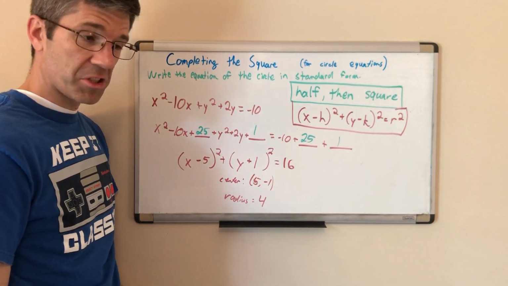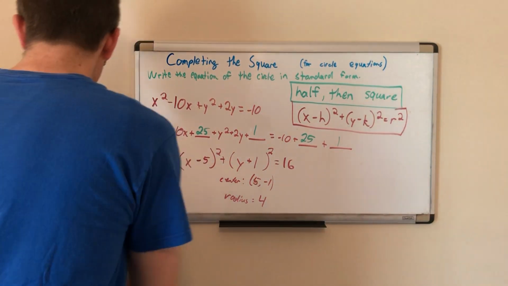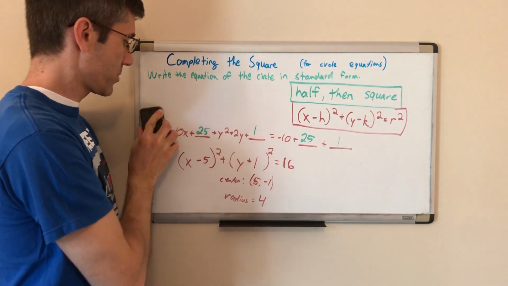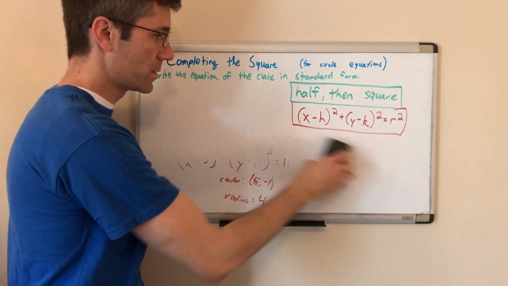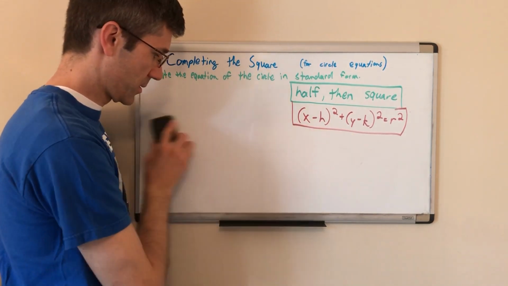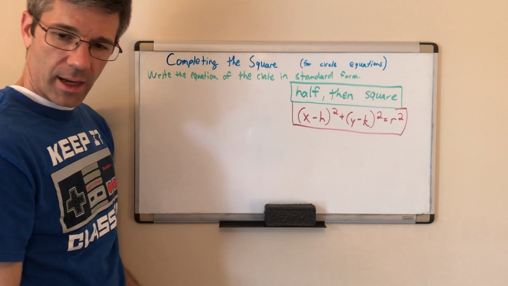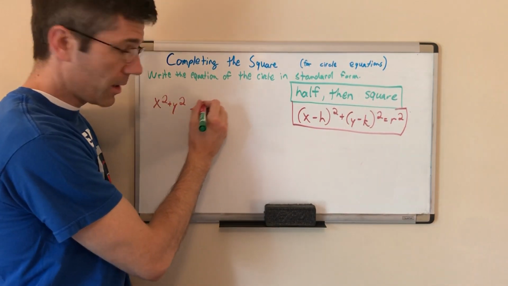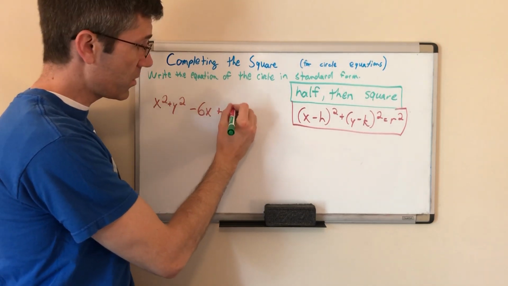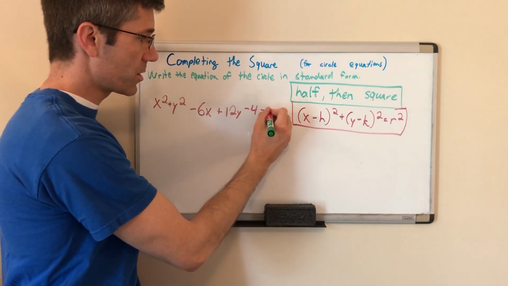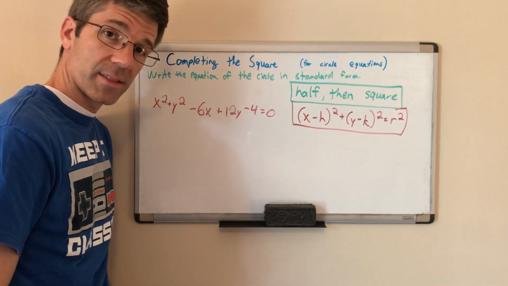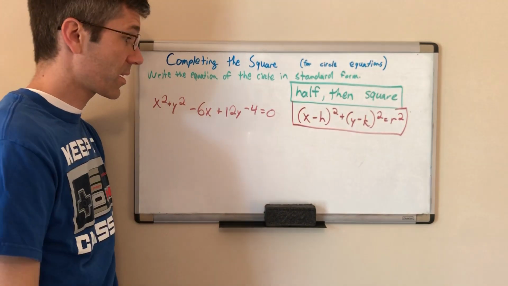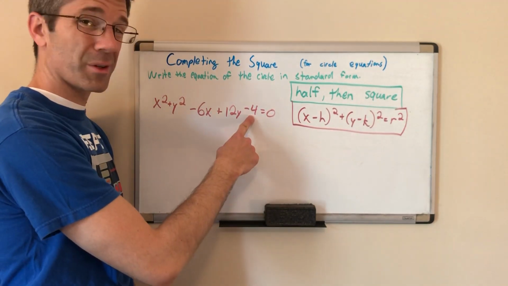The next one is still not that bad. It just takes a little rearranging at first. So I'm going to erase. I'm erasing too much. Feel free to pause the video. And I have x squared plus y squared minus 6x plus 12y minus 4 equals 0. Oh, we have a mess. We have a mess in a lot of ways. And mess number 1, my x's aren't together. Mess number 2, my y's aren't together. Mess number 3, the 4 is on the wrong side.